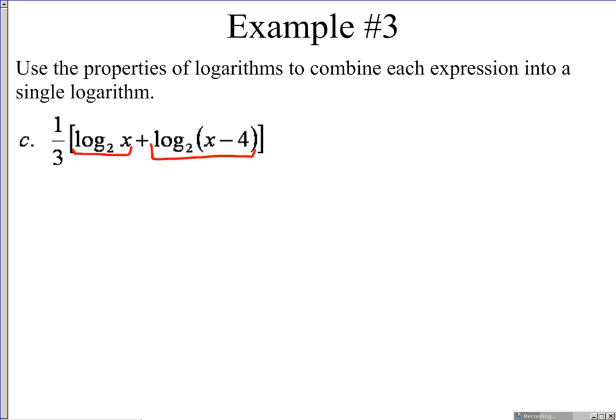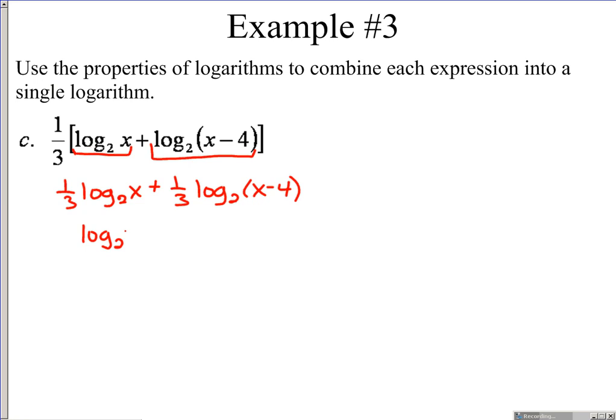So a logarithmic expression is made up of the logarithm, the base, and the argument, and those are all attached together. You cannot break them up. So now I'm going to distribute the 1/3 through. So I have 1/3 log base 2 of x plus 1/3 log base 2 of x minus 4. Move that 1/3 to each of the exponents.